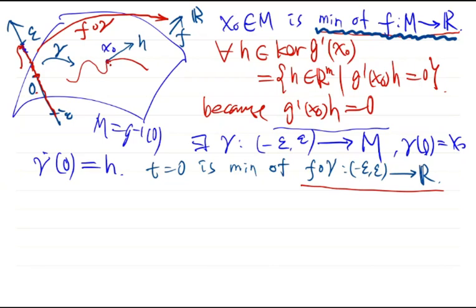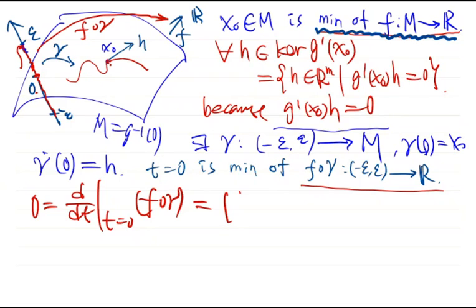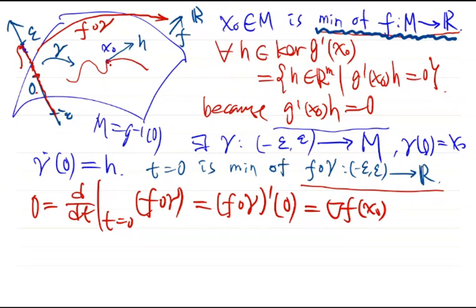So this composition function is differentiable. So we know that the derivative of this function at t equal to 0 is, by the chain rule, the gradient of f at x0 in the inner product with gamma prime 0. That is, the gradient of f at x0 and h.